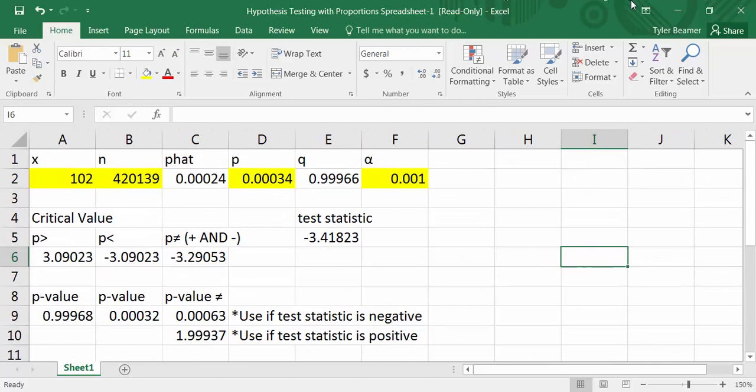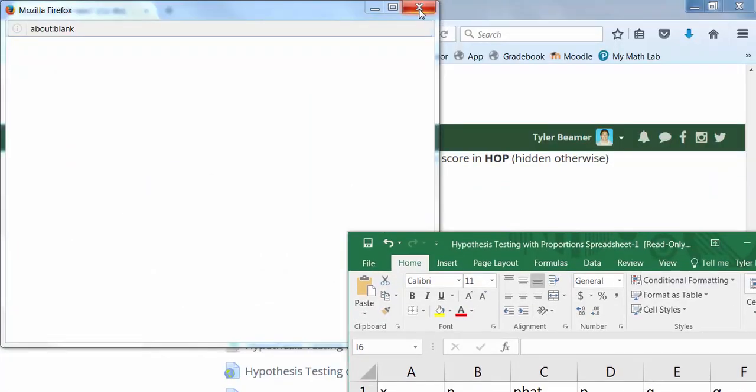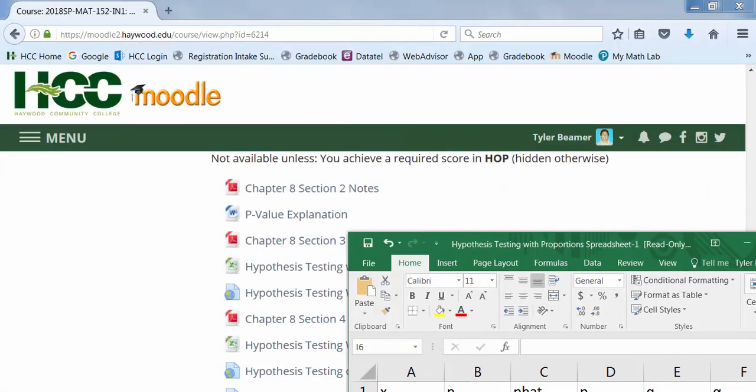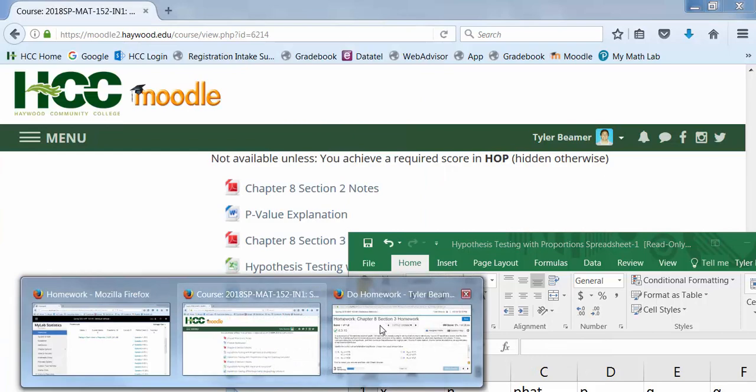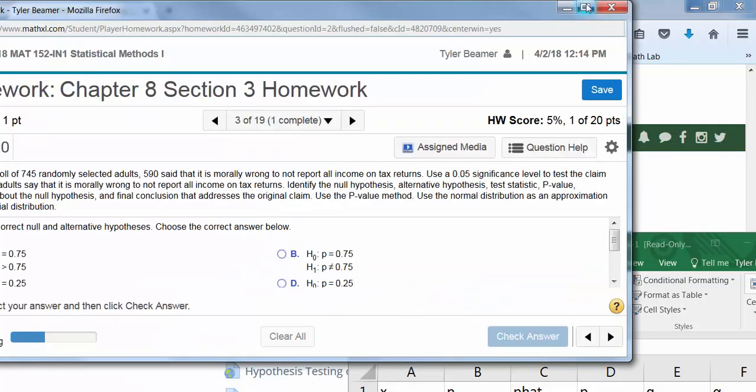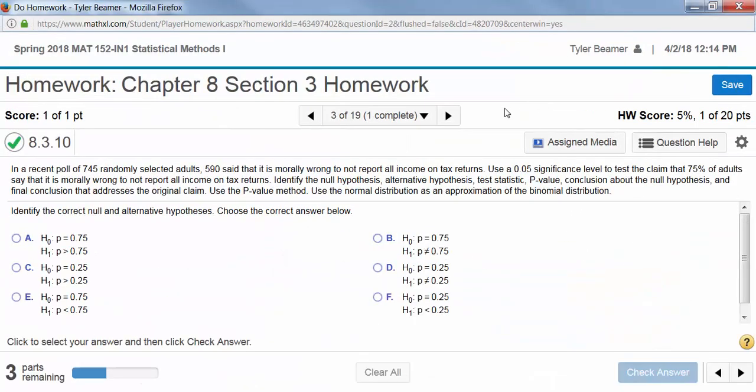Okay, and I'm also going to use a homework problem from Chapter 8, Section 3 as a reference. What we'll do is use this problem and then use that Excel template to solve it. So here's the problem.